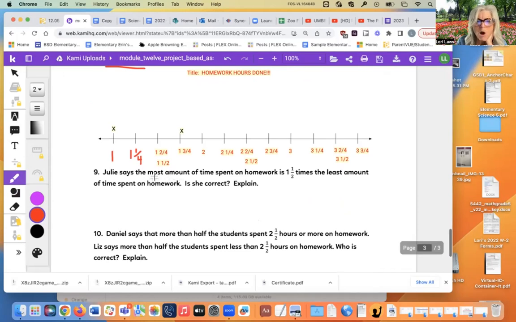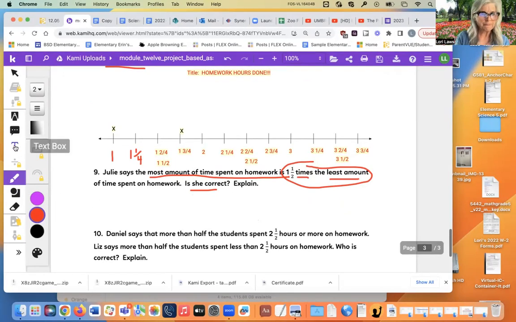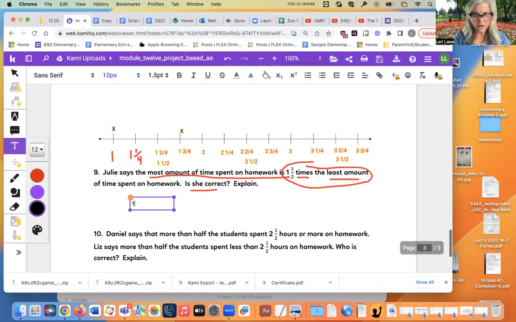Julie says the most amount of time spent on homework is 1 1/2 times the least amount. Is she correct? Explain. Well, I'm going to have to know what 1 1/2 times the least amount is, so that I know, and then I'm going to have to know whether the most amount is that much or less. So I'm going to go 1 1/2 times the least amount, and the least amount up here is 1. Oh, so that's easy math. So that's just 1 1/2 hours, right?